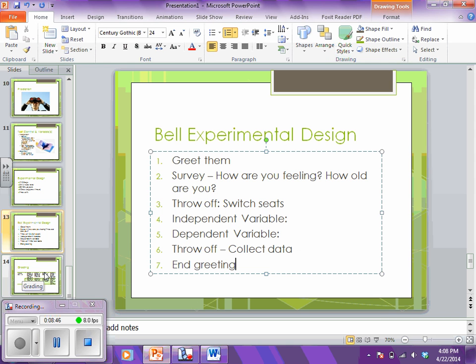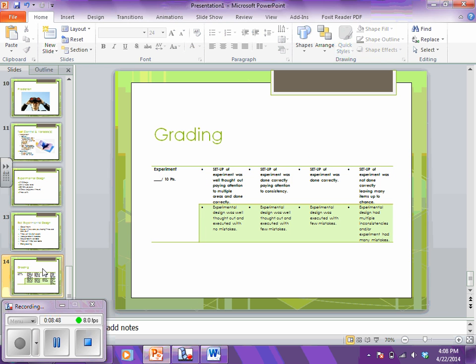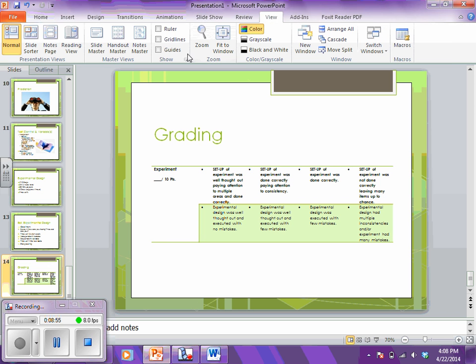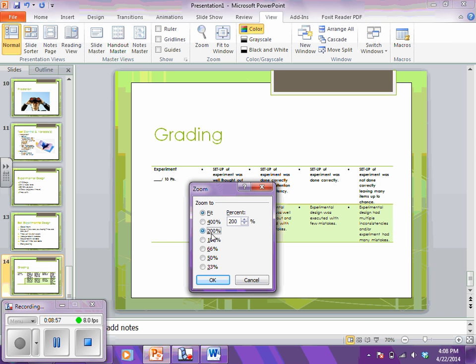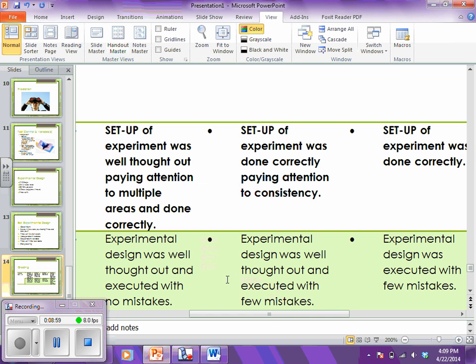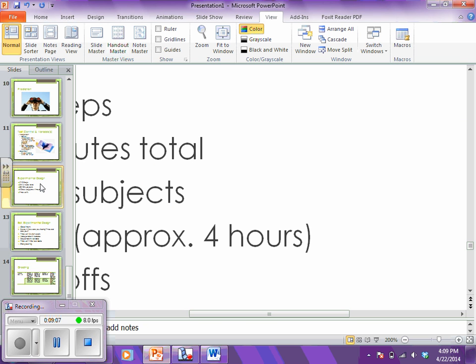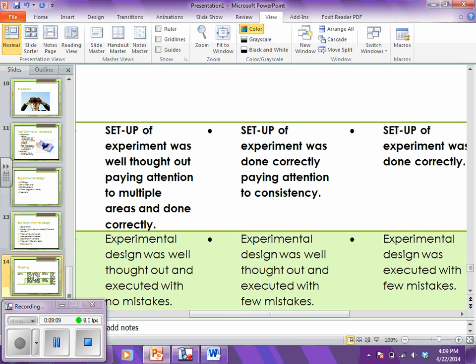I want to share with you one more thing here. Let's look at the grading and how this is going to look for you. Let me zoom that in. Setup is done correctly. Done correctly means you meet these components, right? Oops. The components that we spoke about earlier, and I'll show those to you real quick.